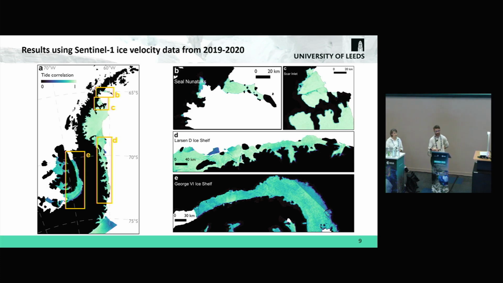And a little tour of the peninsula. So panel B, that's the Seal Nunataks ice shelf, the remnant of Larsen A and B that's attached to those little volcanic islands. We resolved those really nicely. In the Scar Inlet, the Larsen B remnant, panel C, we can see those pinning points close to the grounding line, and on that western margin where correlation generally is very bad. And Larsen D ice shelf looks great, and on George VI ice shelf, where the tide heights are much lower than the eastern side of the peninsula, the method still works well. We're able to resolve islands, pinning points, etc.